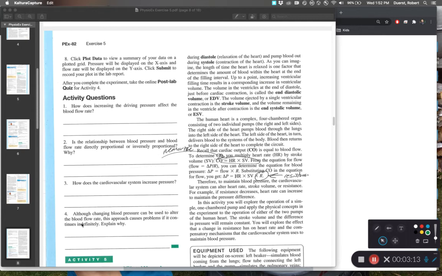Another issue with changing blood pressures is that it can influence the amount of blood going to the brain. If we have low blood pressure, oftentimes we don't have enough blood going to the brain, and the individual that has the low blood pressure will pass out frequently.